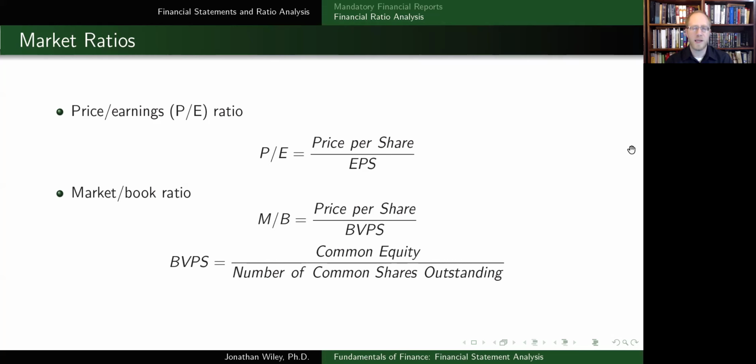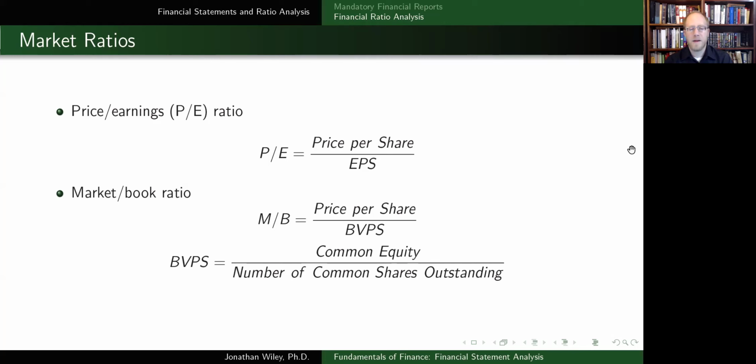Because if we take the assets minus the liabilities, what we're left with, the common equity, is theoretically the value of the assets backing the shareholders' investment. So I take that value of the assets backing the common equity and divide it by the number of shares to find the dollar value of the assets behind each share of stock.